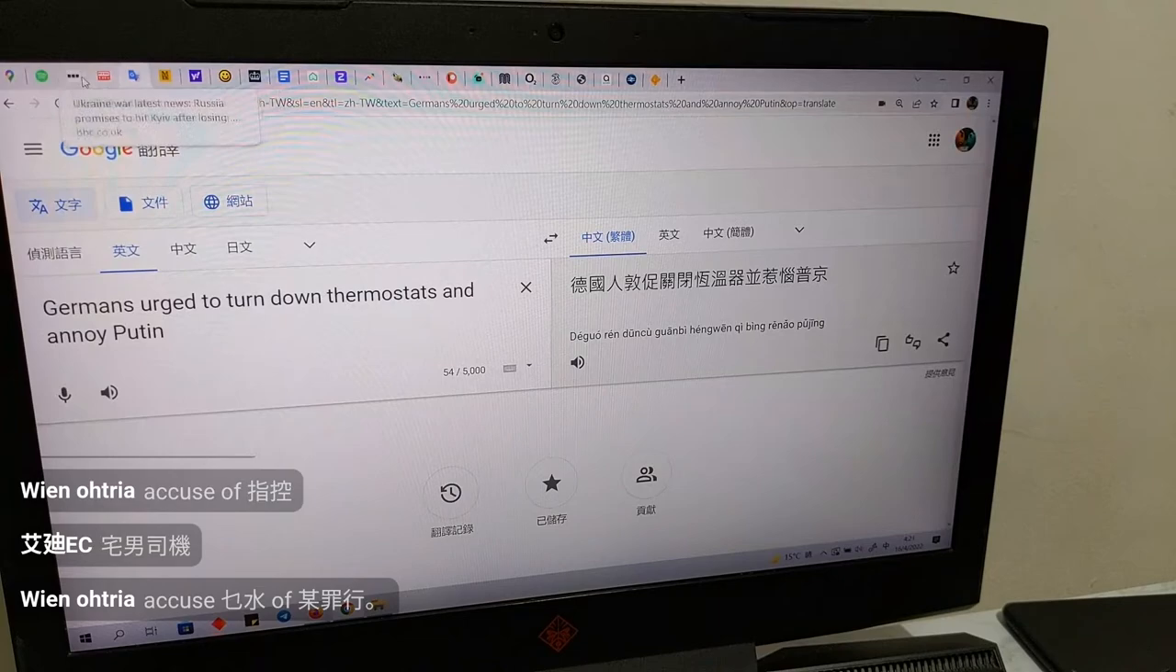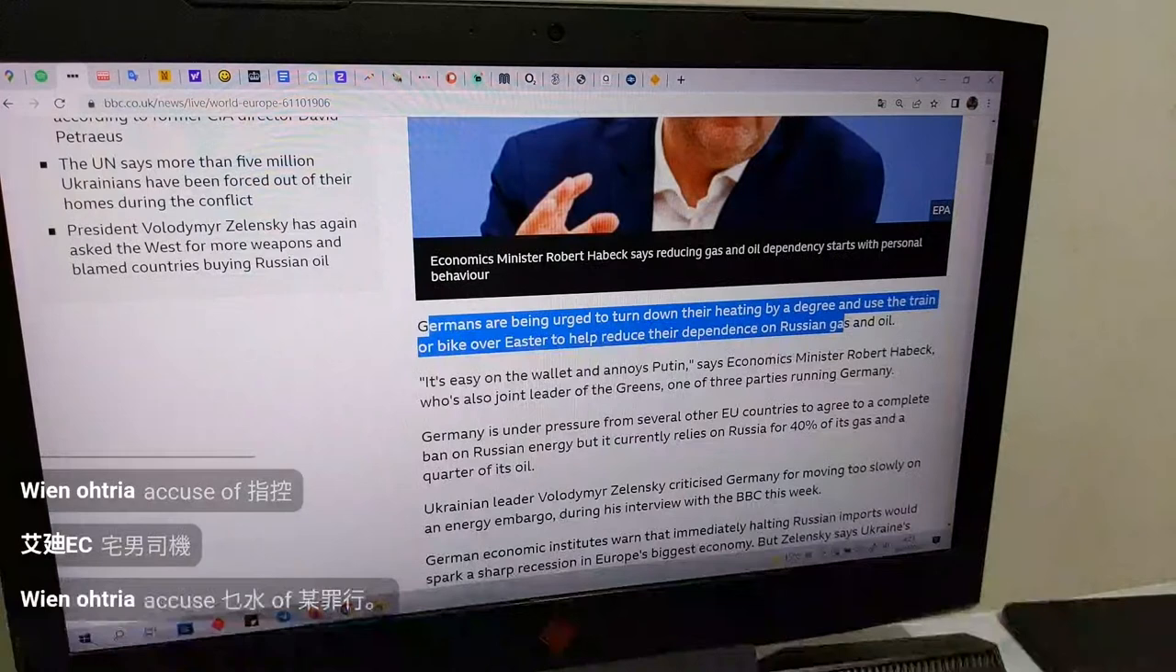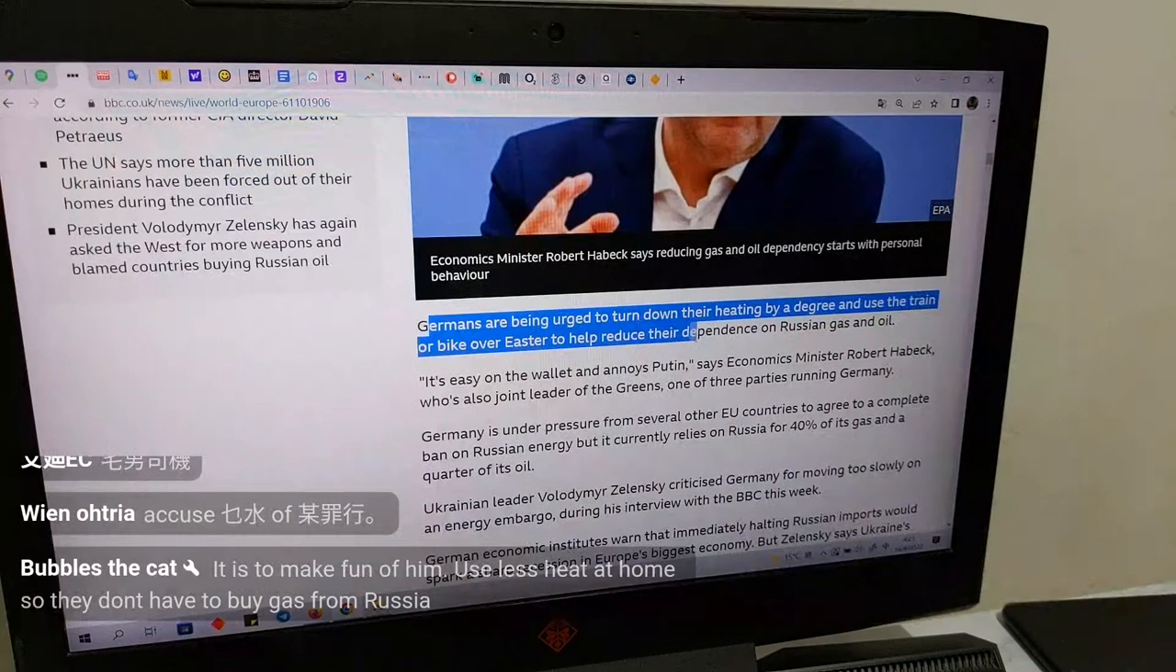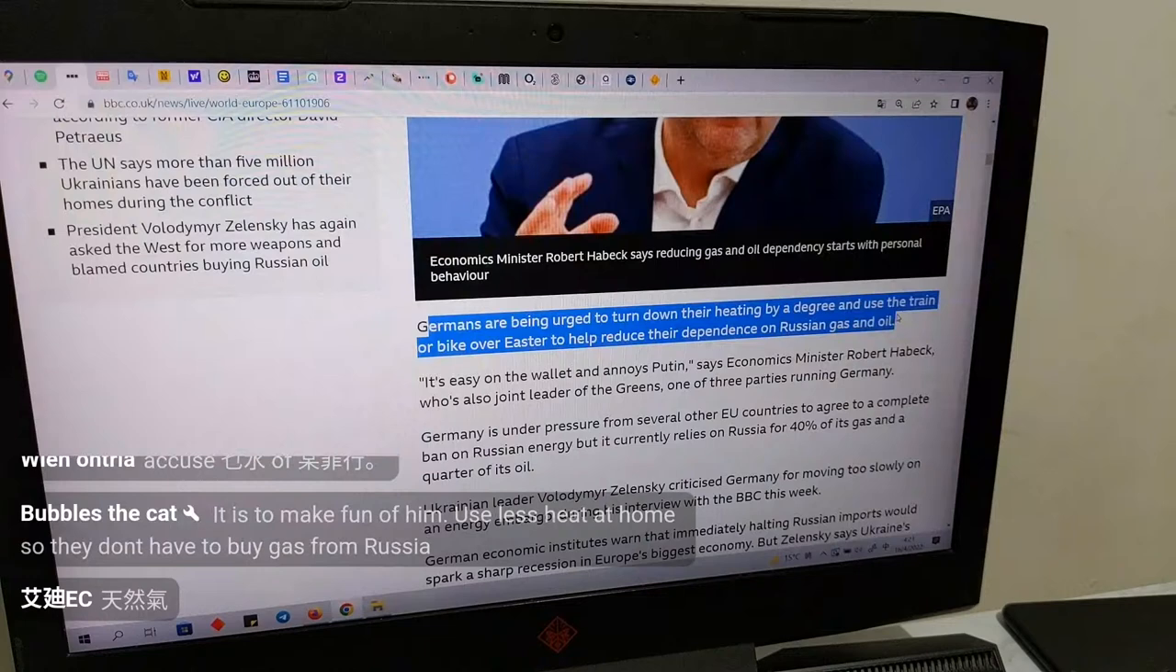let me see. Germans are being urged to turn down their heating by a degree and use the train or bike over Easter to help reduce their dependency on Russian gas and oil. I see. This is to make fun of him. Use less heat at home so they don't have to buy gas from Russia. Okay. How does this work? It's so ridiculous. It doesn't work. Is that a joke? Yeah, it's really a joke.